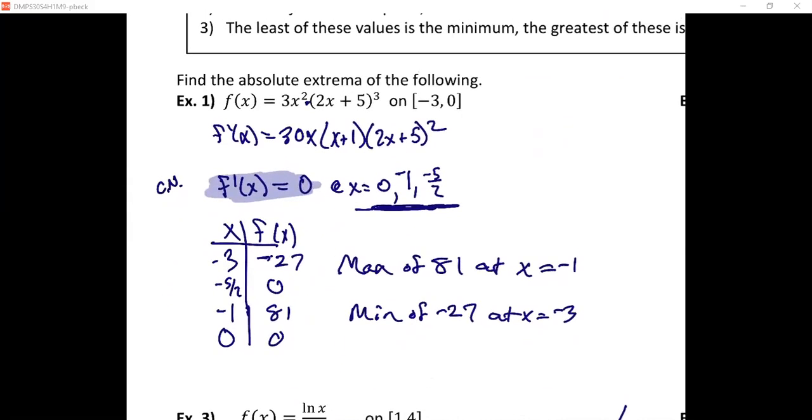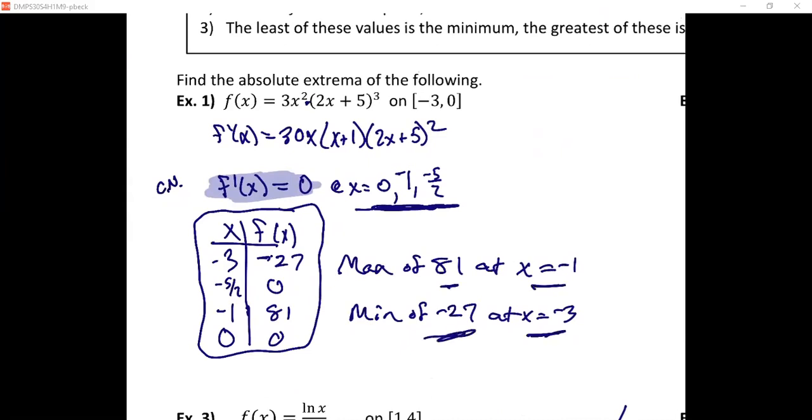The candidates test is very nice for us to put in table form. Do you have to do this? No, but it's very nice if you have it there because it looks a little bit nicer. And then go ahead, the max is 81 at x equals -1, and the minimum is -27 at x equals -3.